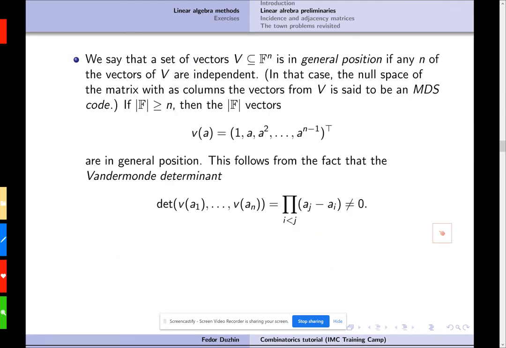All right, and one more remark is about the Vandermonde determinant. Again, I'm sure that you are very familiar with the concept of the Vandermonde determinant, but I just want to mention that it makes sense over any field.